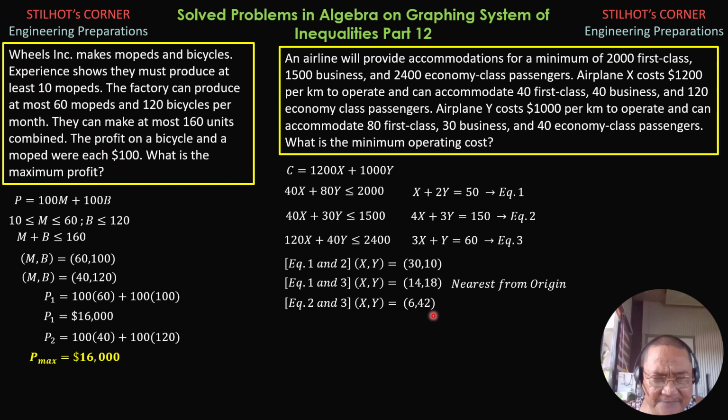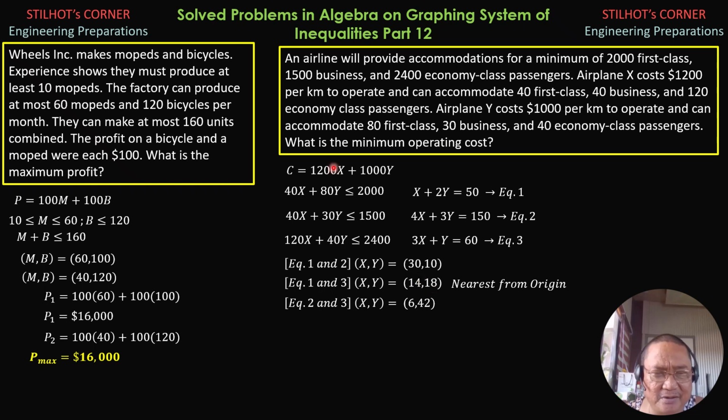So the objective is to minimize operating costs, so the vertex nearest to the origin is the one that will give the minimum cost, and that is 14 units of plane X and 18 units of plane Y that should be used. That's the nearest from the origin. So this gives the minimum operating cost.